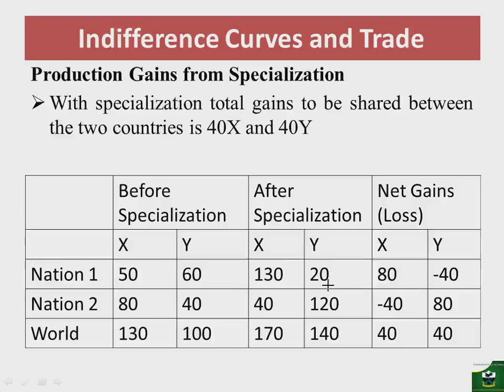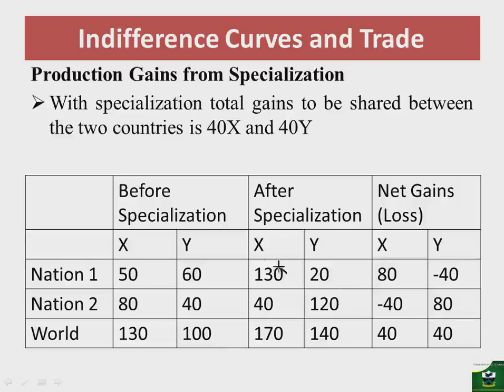If we come to nation 2, it reduces the production of commodity X to 40 from 80, and then increases the production of commodity Y to 120 from 40. And we see that the world production after specialization has increased to 170 of X from 130 and 140 of Y from 100.